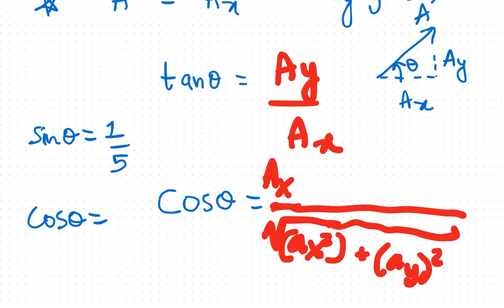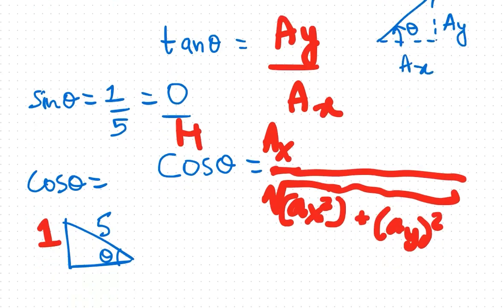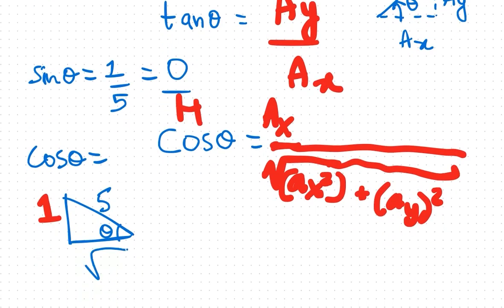One way to do this is you consider a triangle with angle theta. Opposite by hypotenuse, so 1 upon 5. So 1 is here, and 5 is there. Can you find the adjacent side? Use the Pythagoras theorem to find it. How much is this?